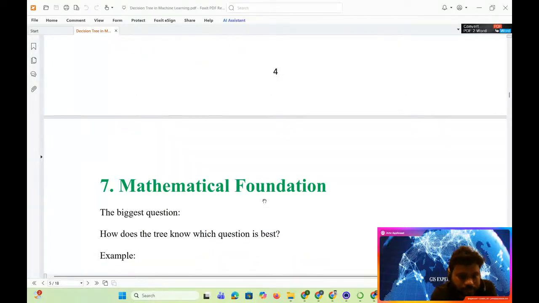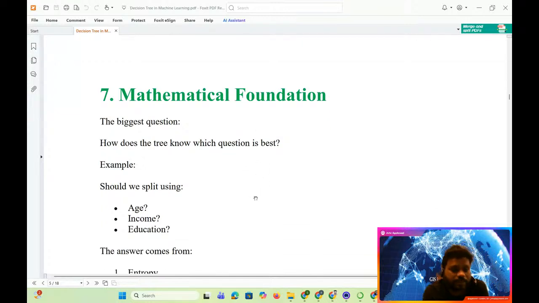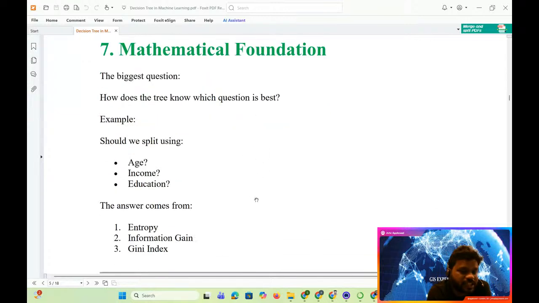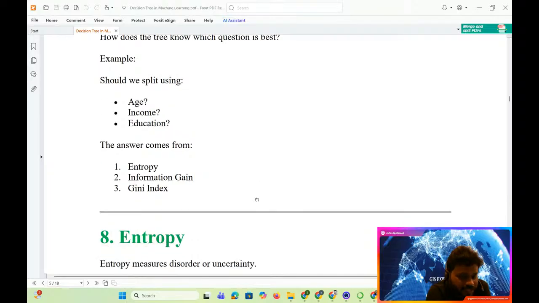Okay. Mathematical foundation. The biggest question: how does the tree know which question is the best? For example, should it split using age or income? The answer comes from entropy, information gain, and Gini index.